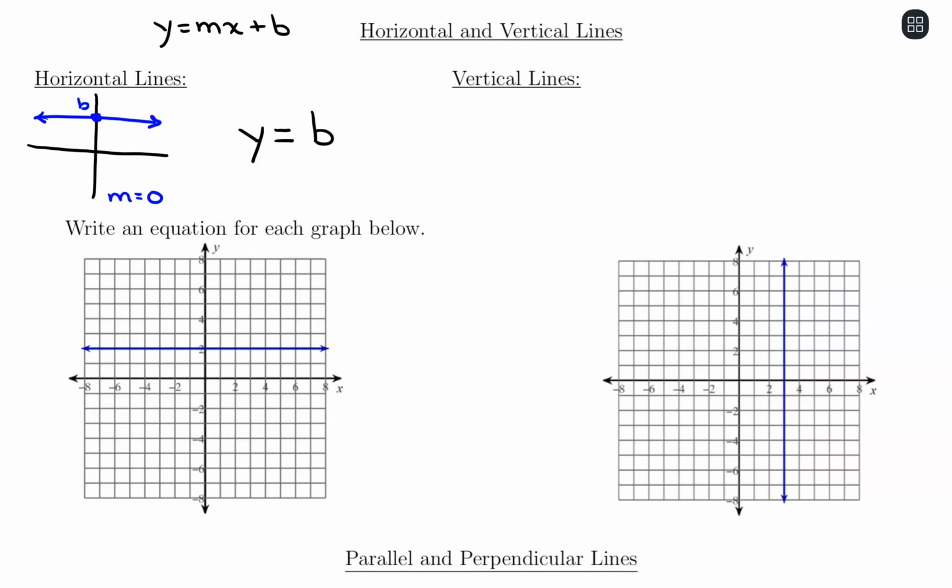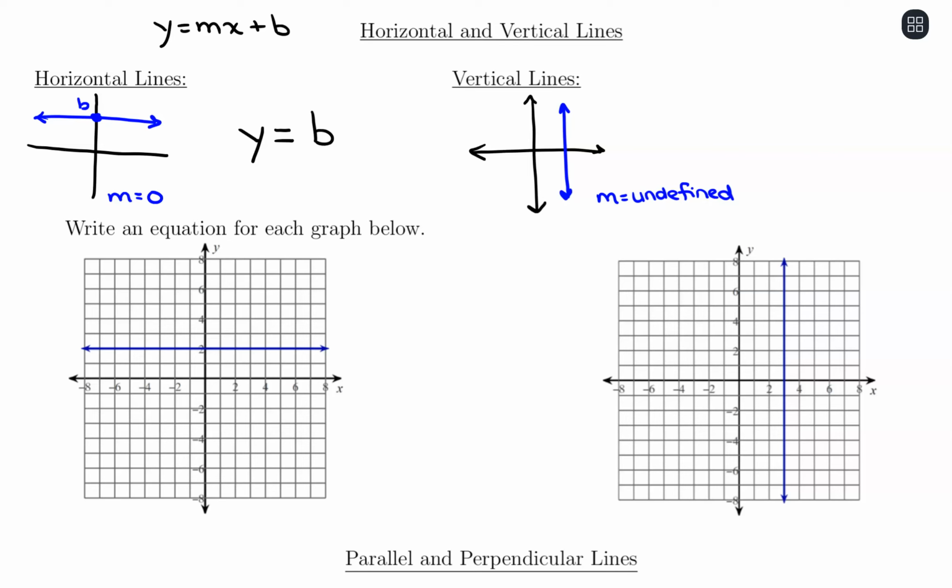Then with vertical lines, this is where our line's going up and down. This one's a little trickier because the slope for this is actually undefined. If we tried to calculate it, we would end up with 0 in the denominator. So with this, using the y equals mx plus b form gets tricky because m is undefined, and that kind of makes everything fall apart.